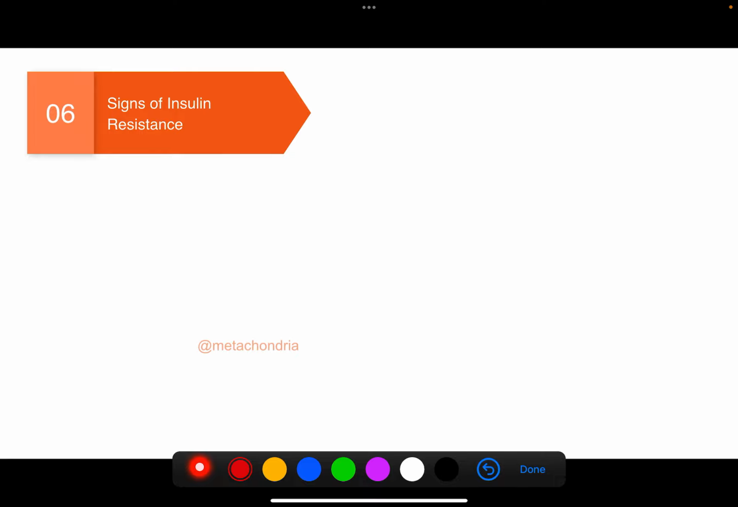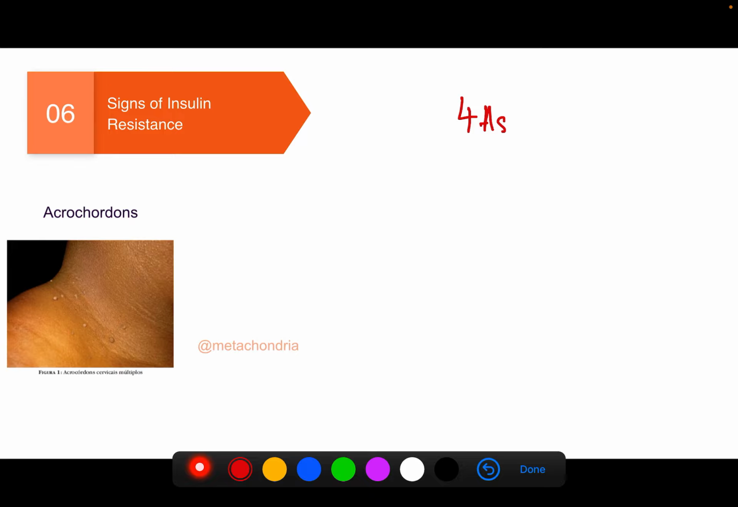Then signs of insulin resistance. You checked for all these, now you need to check for the signs of insulin resistance. You can remember it as 4 A's. Okay, let's see what those 4 A's are. The first is the acrocordons. Acrocordons is nothing but the medical term for skin tags.